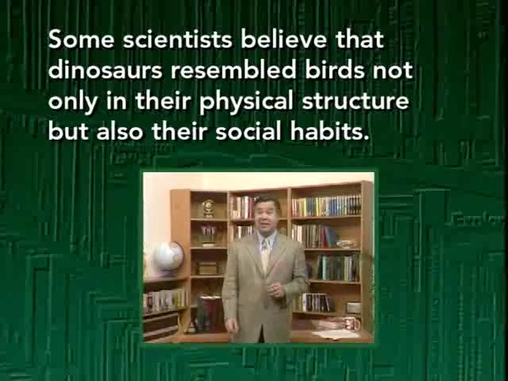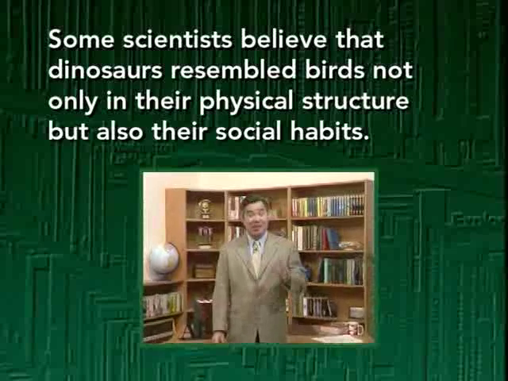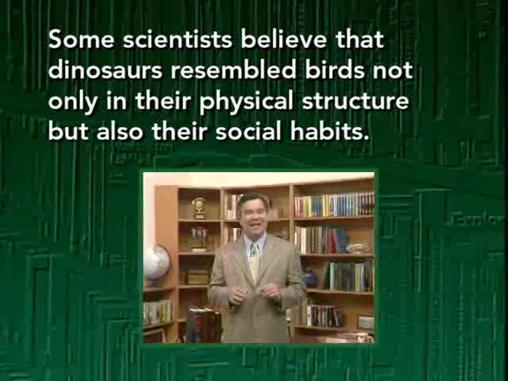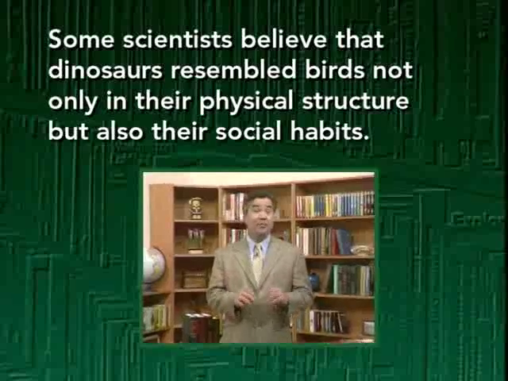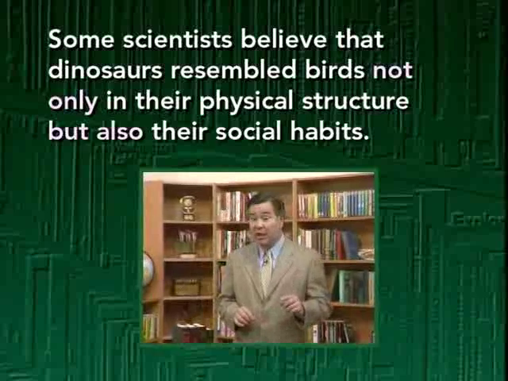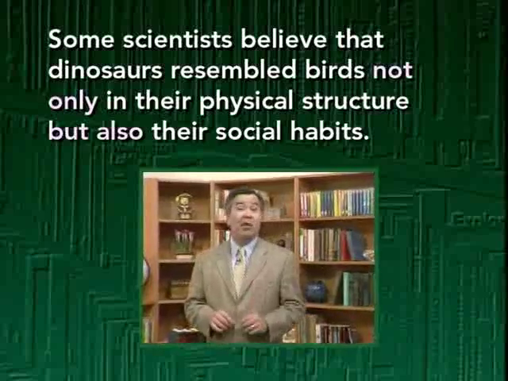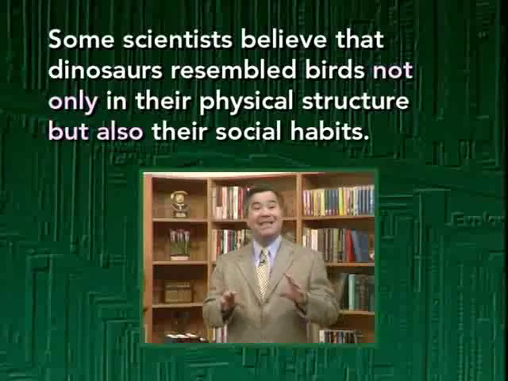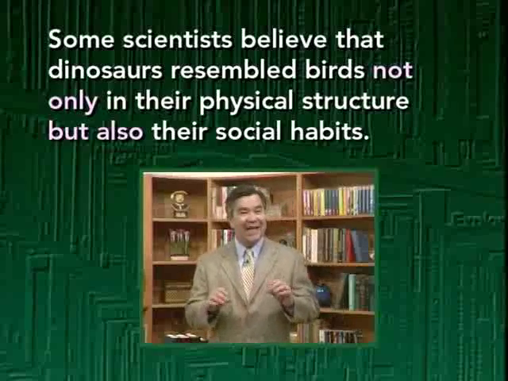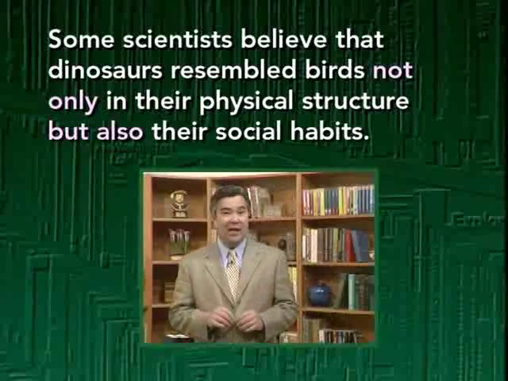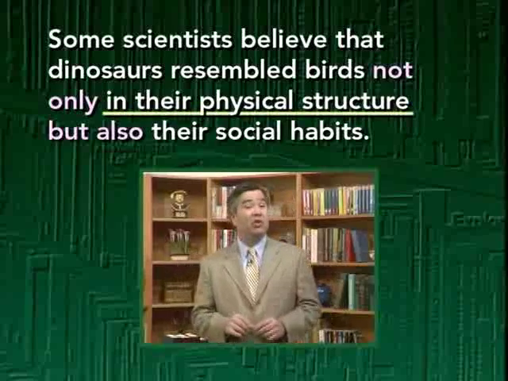Now, at first glance, this sentence might seem okay, but if you listen to it carefully, you might hear that parallelism has been subtly violated. Here's why. We're using the coordinating conjunction "not only, but also." And remember our rule, what follows each of those conjunctions needs to be the same grammatically. Let's check and see if it is. First we have "not only." What follows that are the words "in their physical structure."